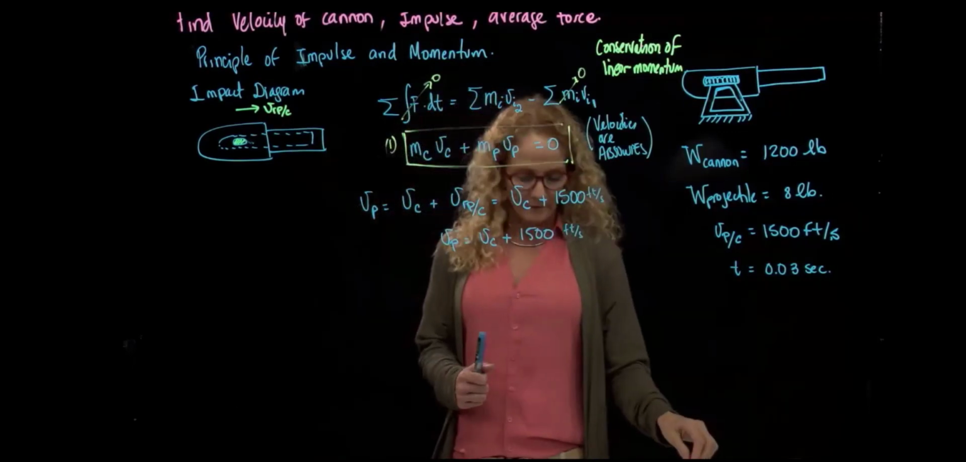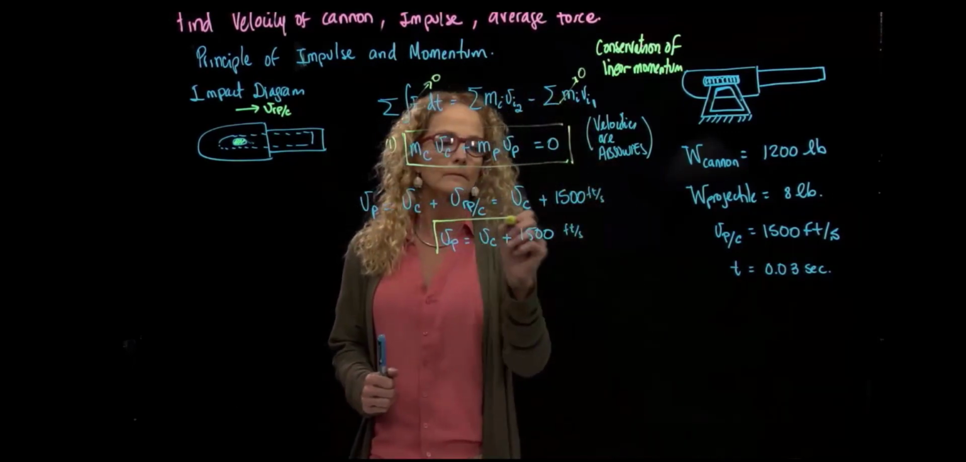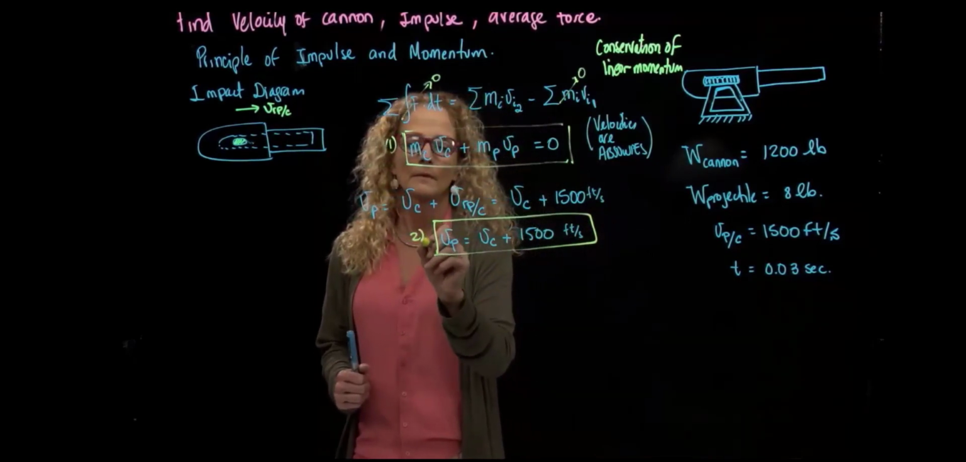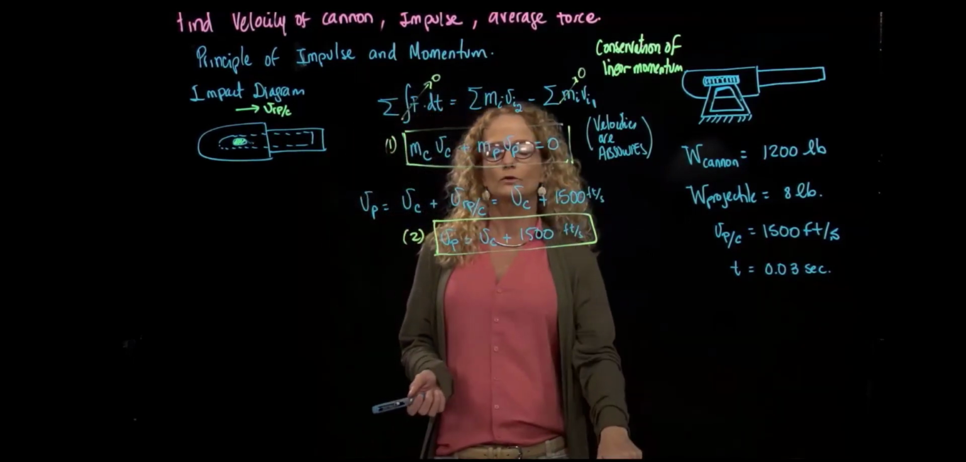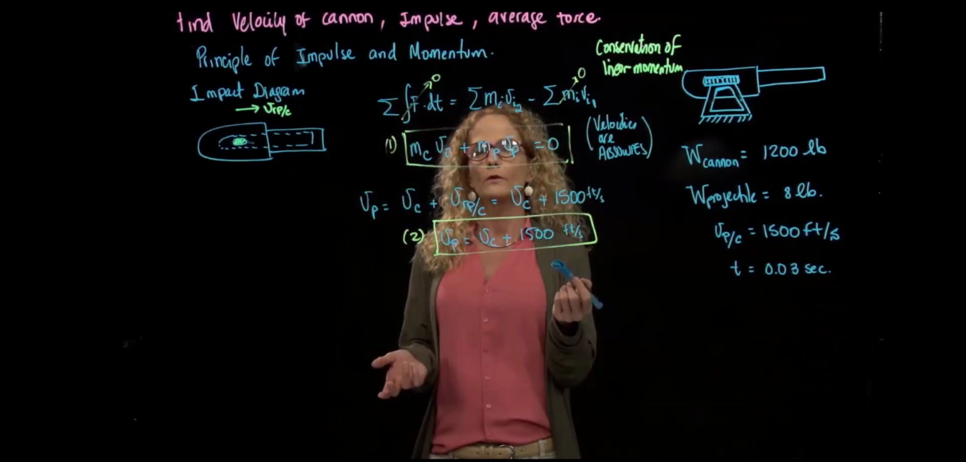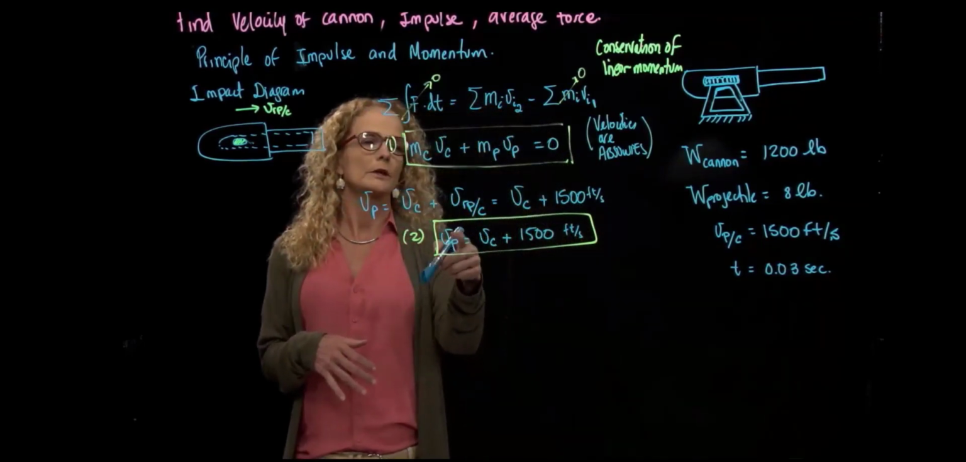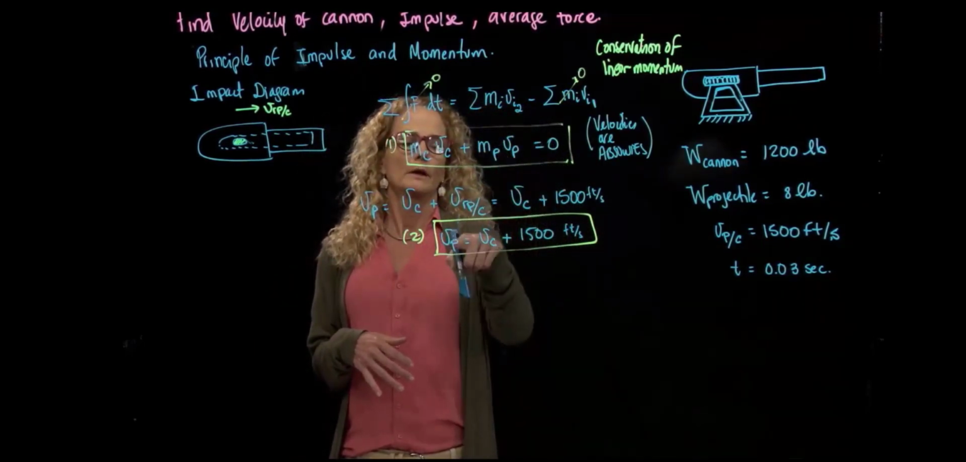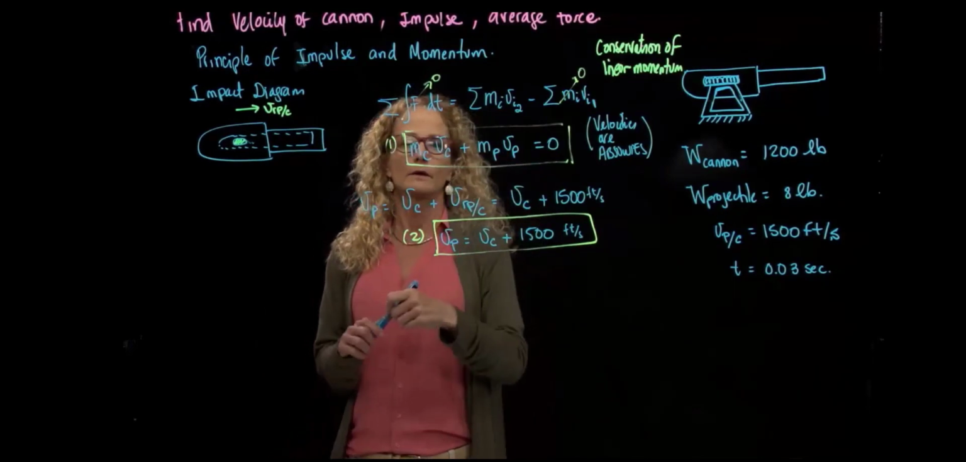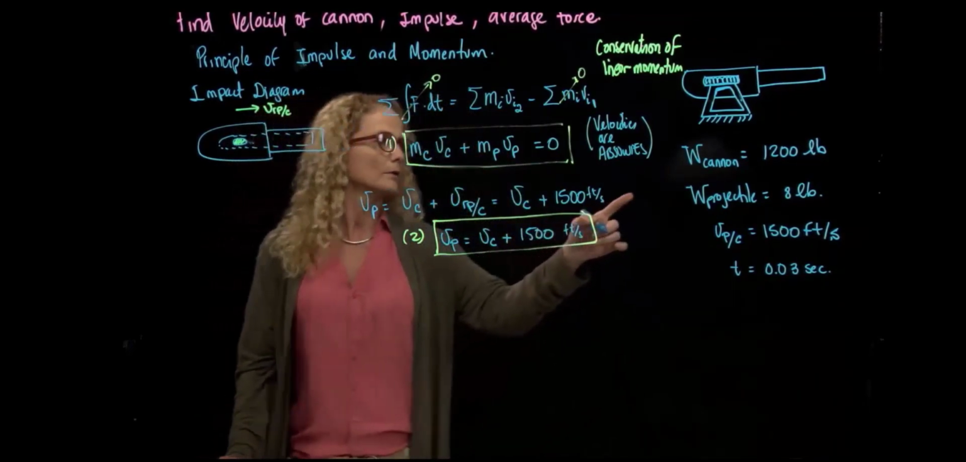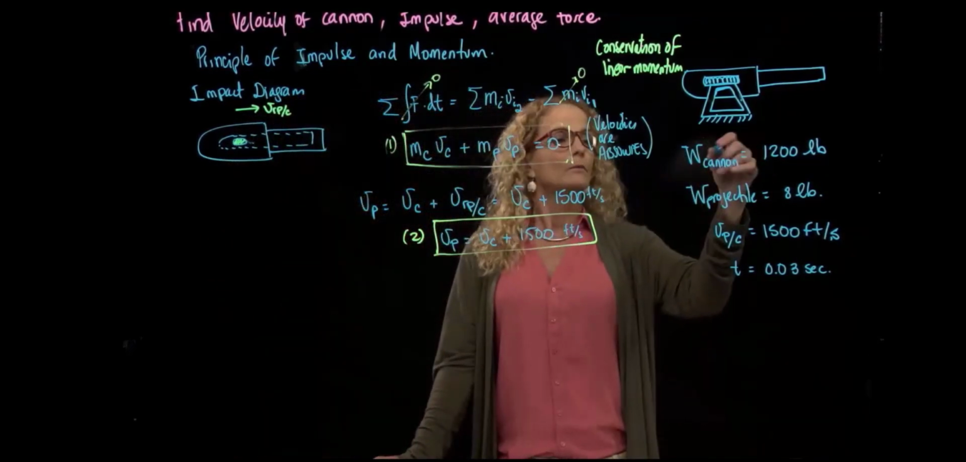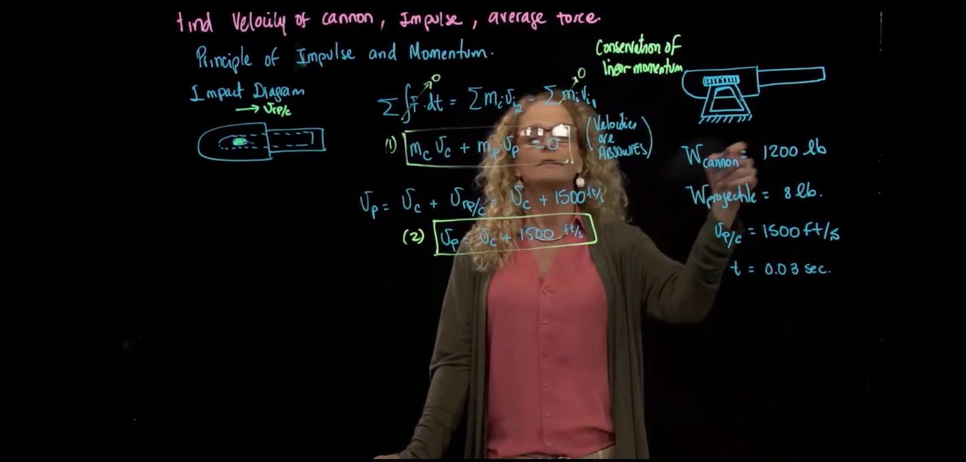Okay, so this is our second equation. And then we have two equations with two unknowns, so we can solve for them. For the first equation, let me substitute the velocity of the projectile in these equations. So we have the mass of the cannon. This is weight, and we have to use mass. So it's this divided by the gravity.